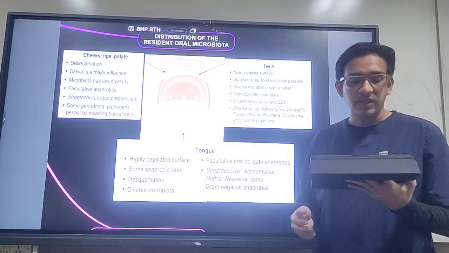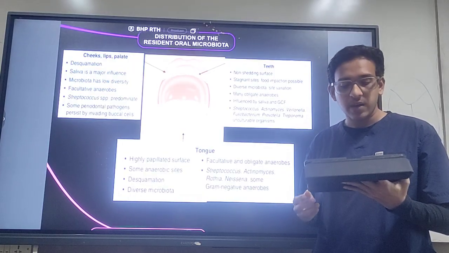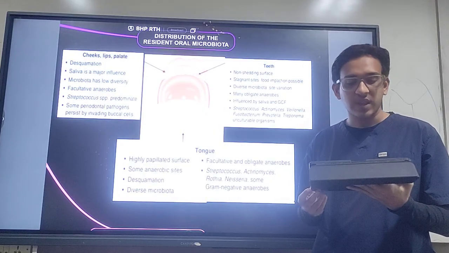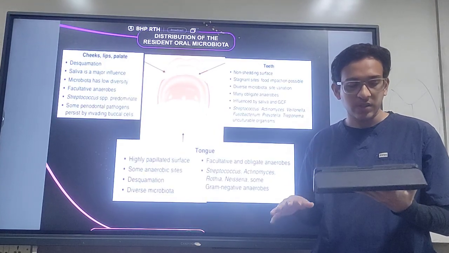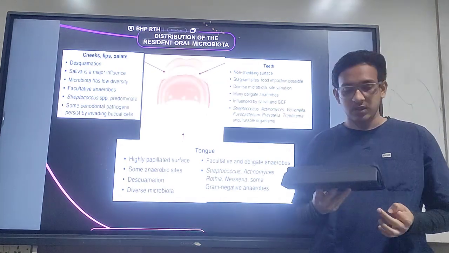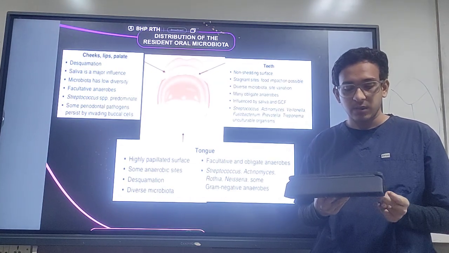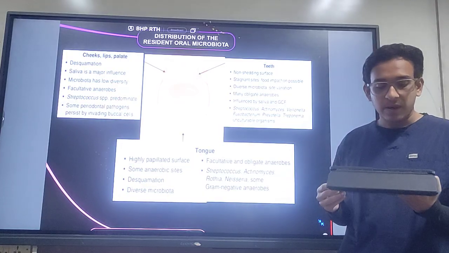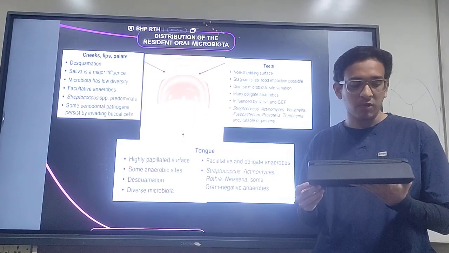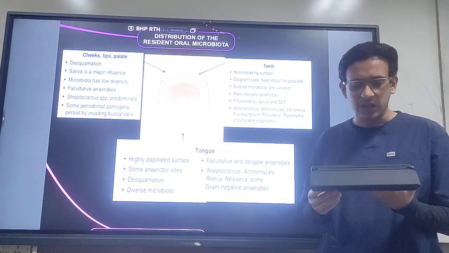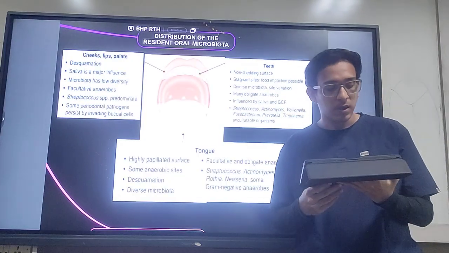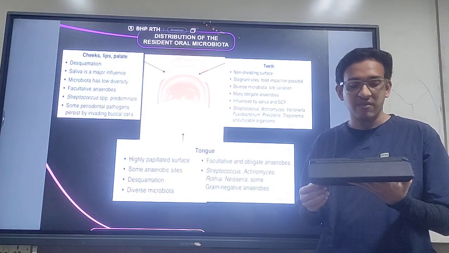In the cheeks, lips, and palate, desquamation is seen. So saliva plays the major influencing role, and the microbiota has low diversity in these regions. Mainly facultative anaerobes are isolated from the cheek, lips, and palate. Some periodontal pathogens persist by invading buccal cells.